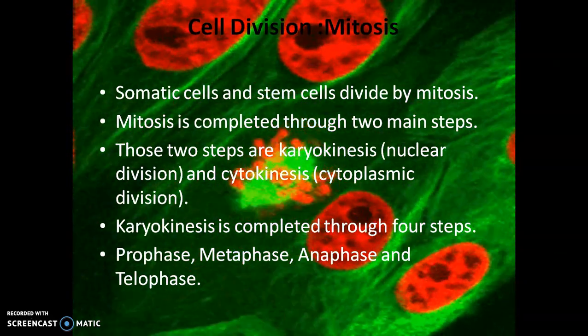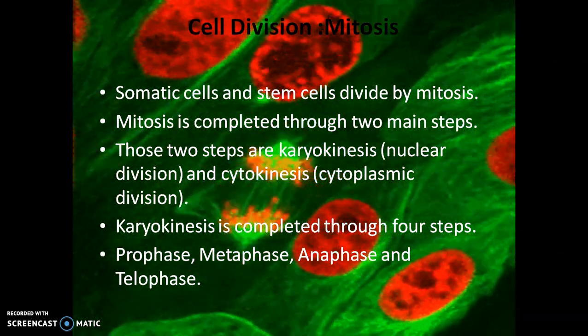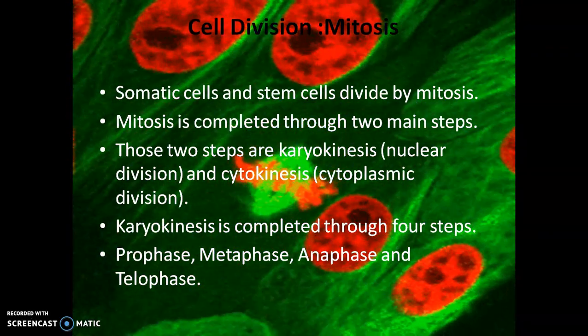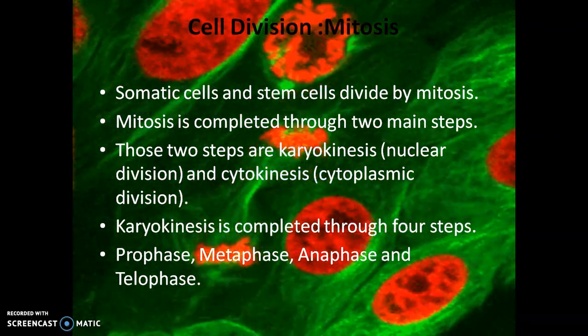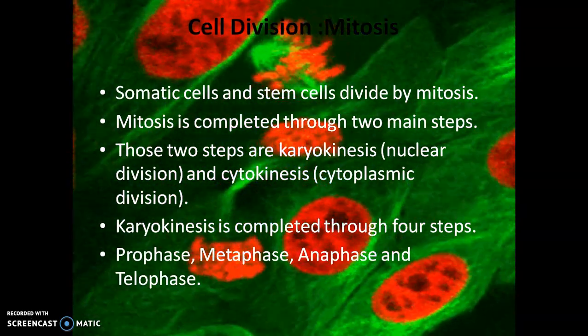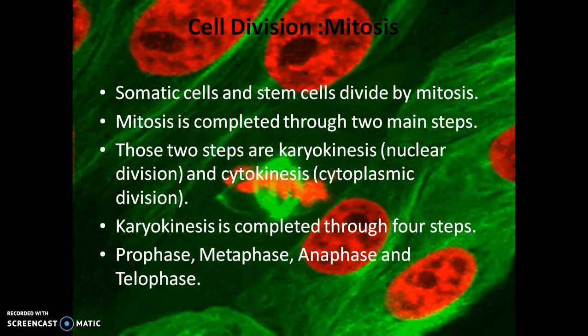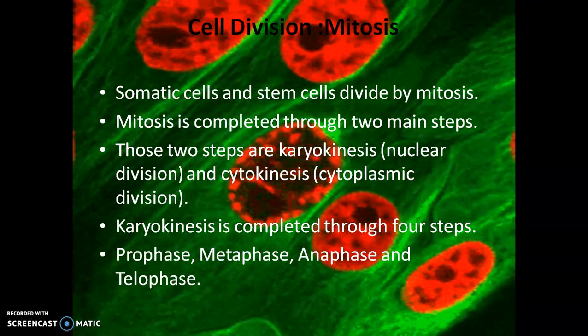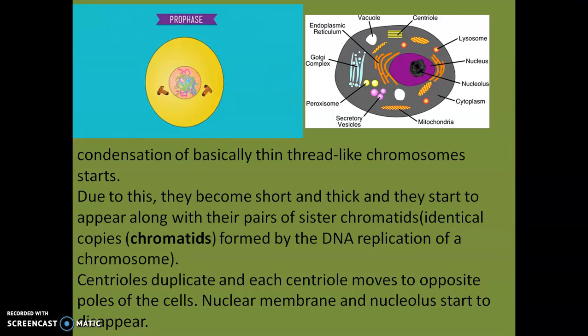Now first we will study the first phase, that is karyokinesis, which is completed through four steps. Those are prophase, metaphase, anaphase and telophase. Let's study each phase in detail. Going first to prophase.